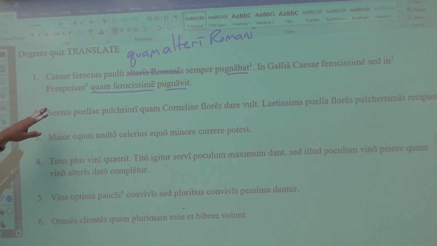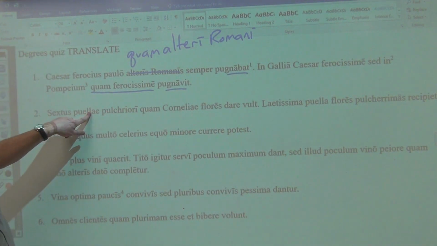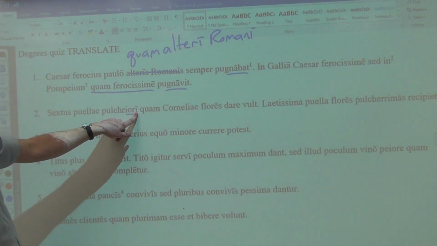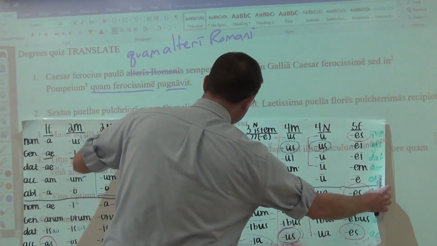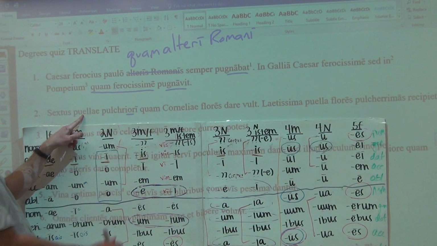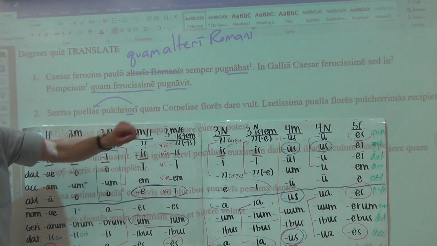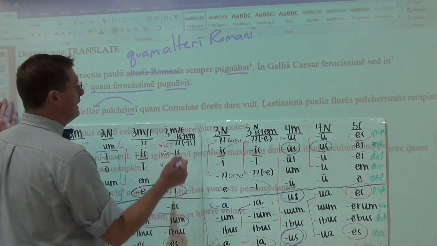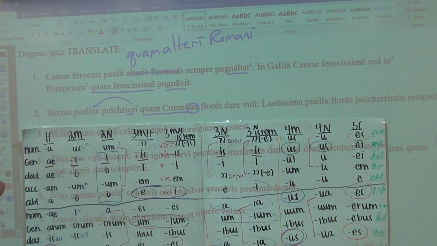Moving on to number 2. Sextus wants to give flowers, in the accusative, to a girl. Now, pulchriori is, of course, comparative with the -ior, because it has the long I, and we know that all comparative adjectives are third declension. That I tells me dative case, and so it is the girl prettier than Cornelia, rather than Sextus prettier than Cornelia. The other thing that tells me that it is girl and Cornelia being, of course, compared, is that when you have a quam, you put the word in the same case as the thing that's being compared to.